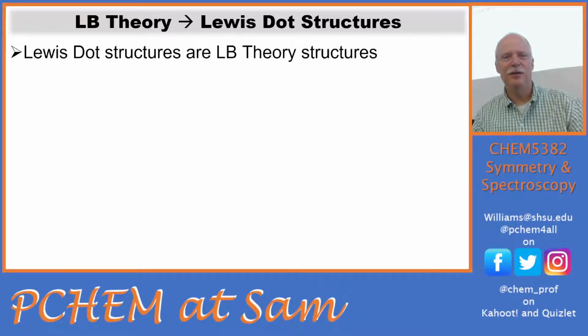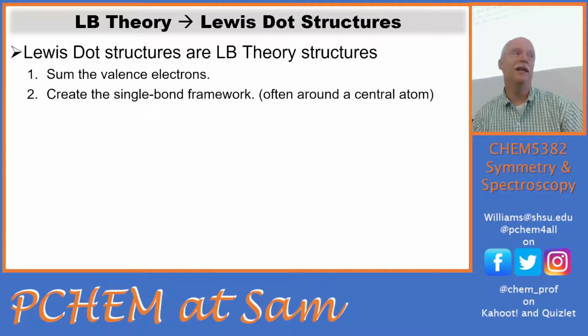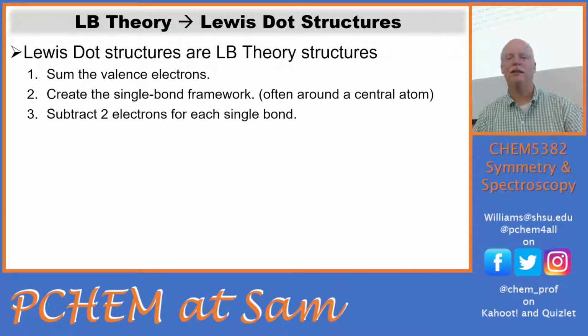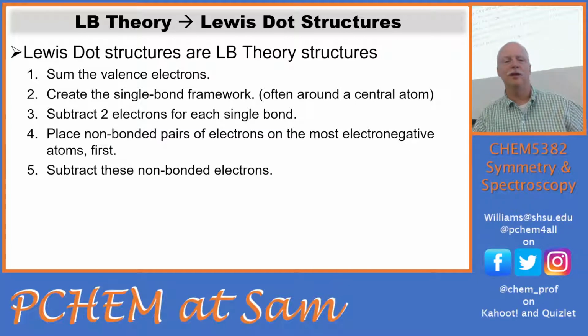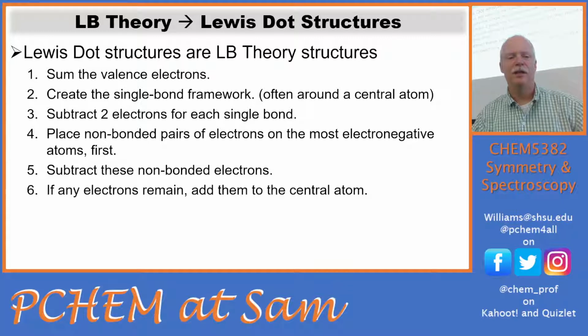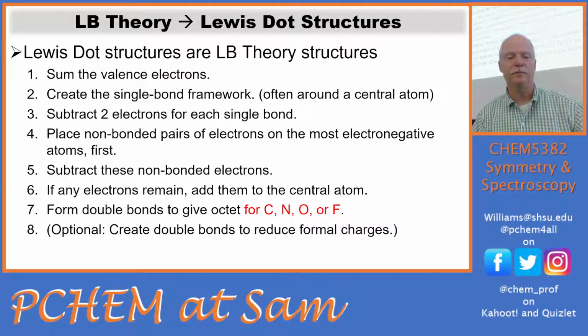So then from the Lewis dot theory, we get to our LB theory, Lewis dot structures. This is essentially what I just did. Sum the valence electrons, create a single bond network. So I just wanted to review for you. This is the procedure for producing a Lewis dot structure. Place the non-bonded pairs on the most electronegative atoms first. Subtract these from the non-bonded electrons. If any electrons remain, stick them on the central atom. And then form double bonds to give an octet for carbon, nitrogen, oxygen, and fluorine. Or if you have other molecules, you might want to create double bonds to reduce formal charges.